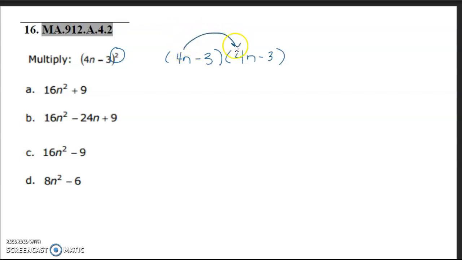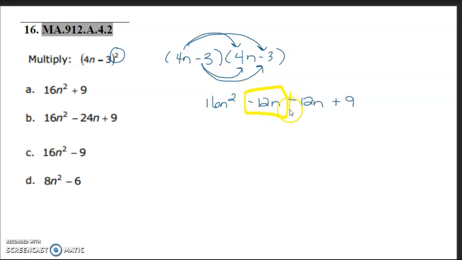So now we can go ahead and distribute everything to everything. Okay? So 4n times 4n is 16n squared. 4n times negative 3 is negative 12n. Negative 3 times 4n is negative 12n. And negative 3 times negative 3 is positive 9. Again, when you're multiplying two binomials, these two middle ones should be like terms.